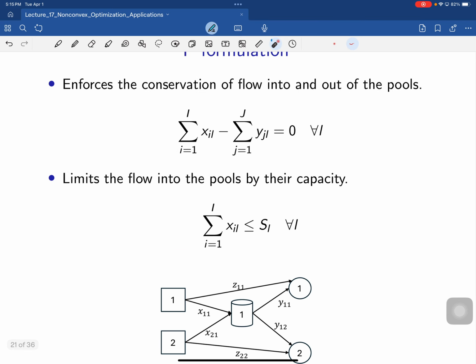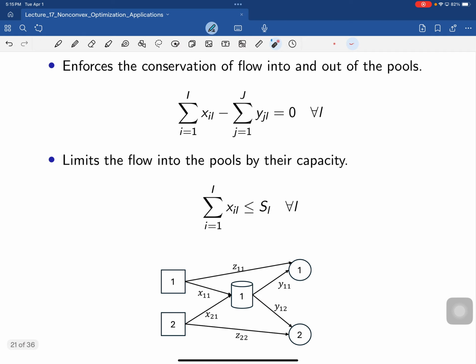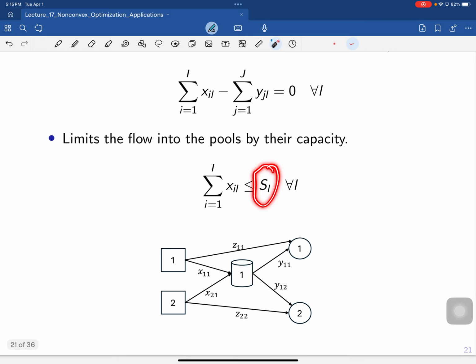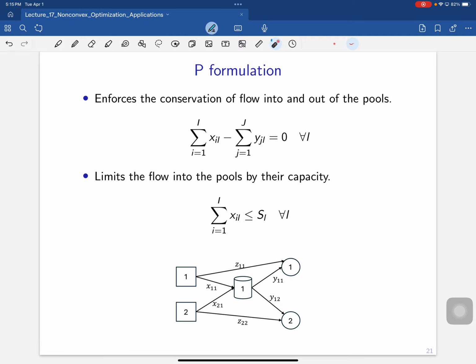Also, we need to limit the flow into the pools by their capacity. So s_l is the capacity of the pool. Right? So this is a given pool, and then you are sending these two flows into the pool. They have to be less than or equal to the capacity of the pool. That's what this constraint represents.